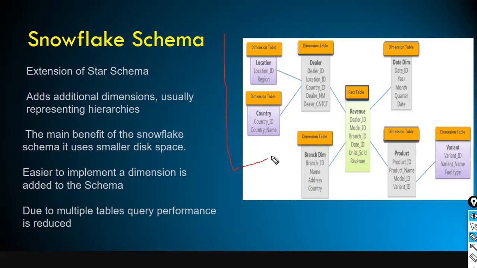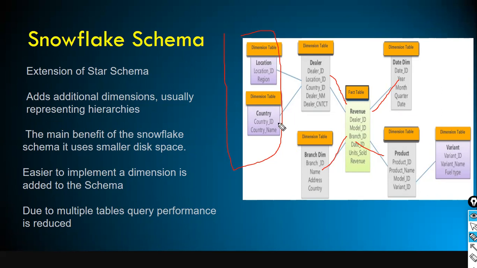But if you look here, these dimension tables are not directly linked to your fact table. This dimension table got linked here, and then this dimension table got linked here. But this dimension table is not directly linked to my fact table. Similarly, these two dimension tables are not linked directly to this table. So in this case, a single dimension table is split into more than one dimension table in the interest of reducing the storage. So here they add additional dimensions, usually representing hierarchies.